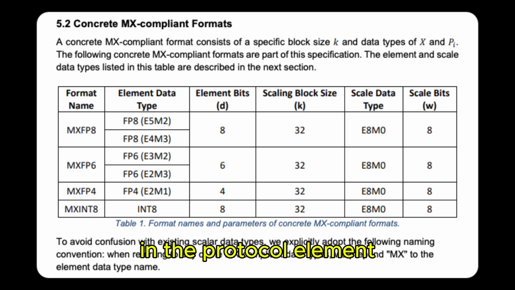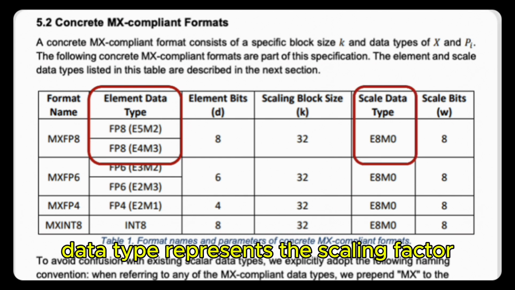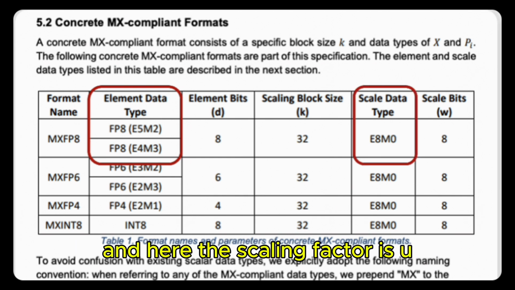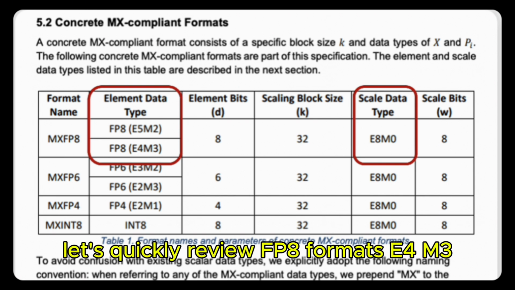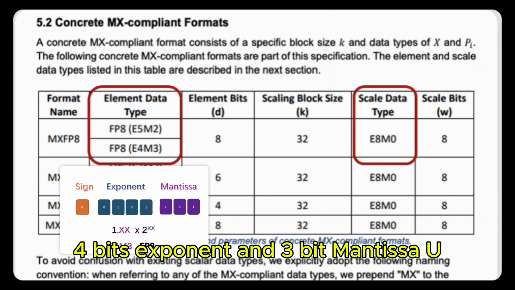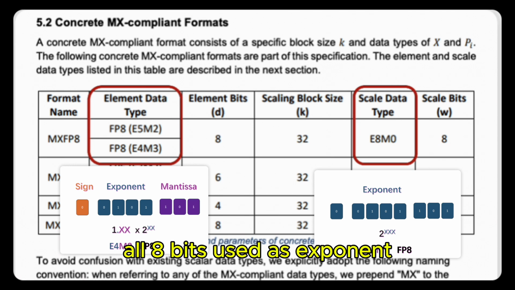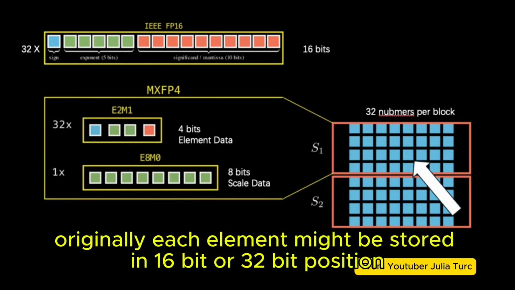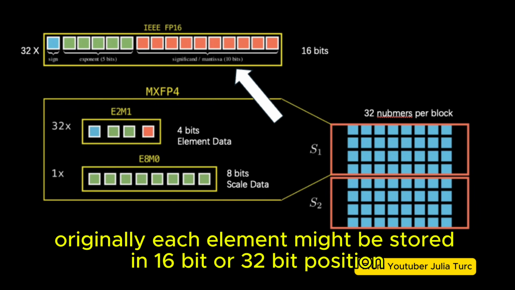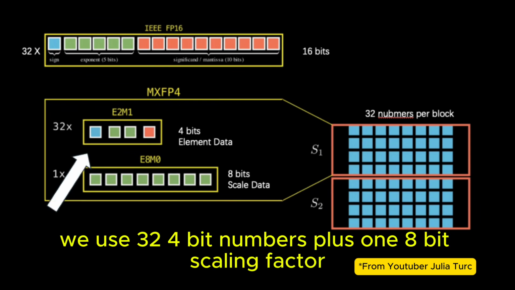In the protocol, element data represents the value and scale data type represents the scaling factor. And here, the scaling factor is UE8M0, exactly the format DeepSeek mentioned. Let's quickly review FP8 formats: E4M3, 4-bit exponent and 3-bit mantissa. UE8M0, all 8 bits used as exponent. In microscaling, we typically group 32 elements into one block. Originally, each element might be stored in 16-bit or 32-bit precision. But in MXFP4, for example, we use 32 4-bit numbers plus one 8-bit scaling factor.